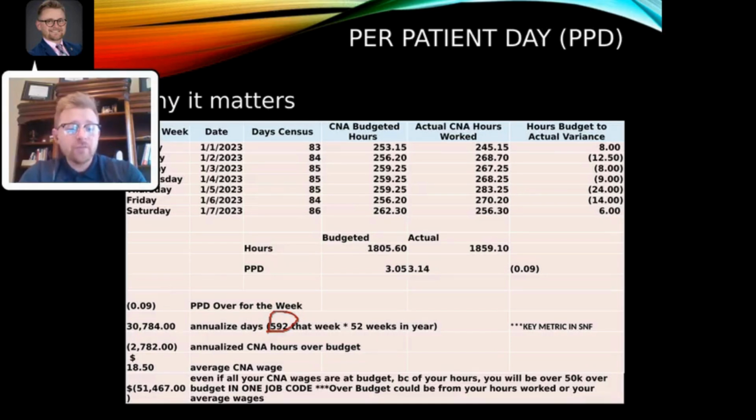So there's 52 weeks in a year times the patient days for that week would give us an estimated annualized patient days of 30,784. Okay? Well, for that one week, we ran 0.09 over. Let's assume for the year we run 0.09 over. All right? That is 2,782 hours over budget for the year.